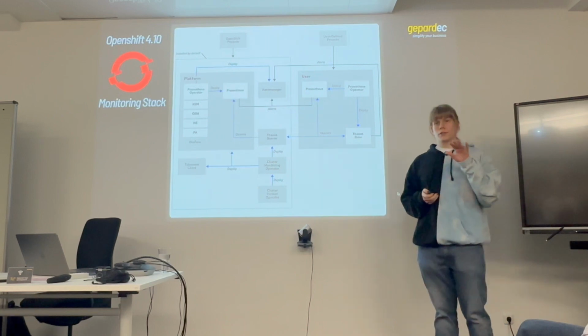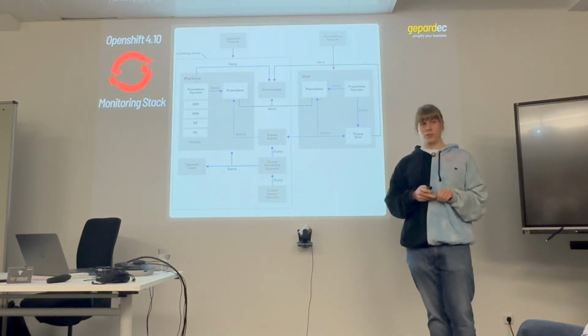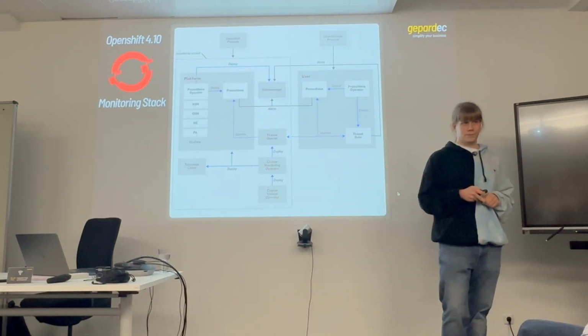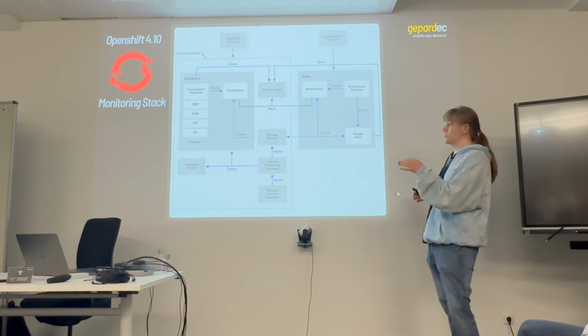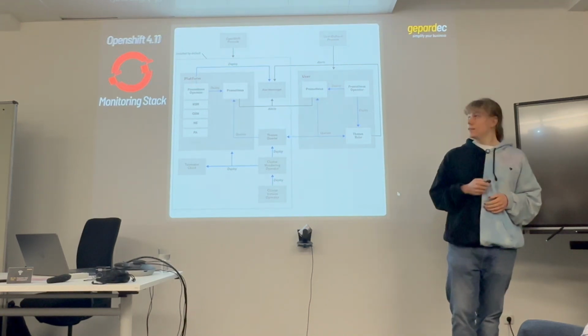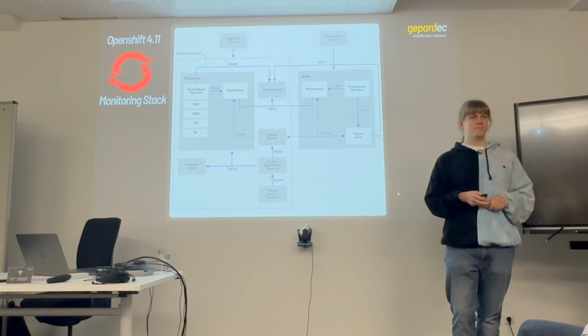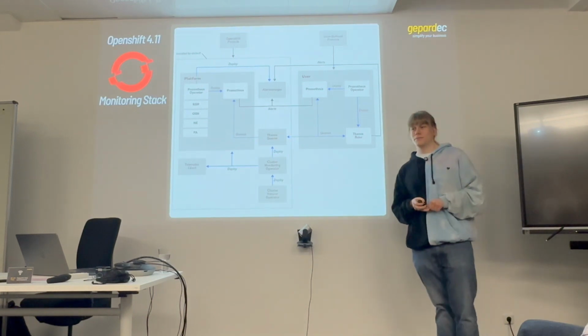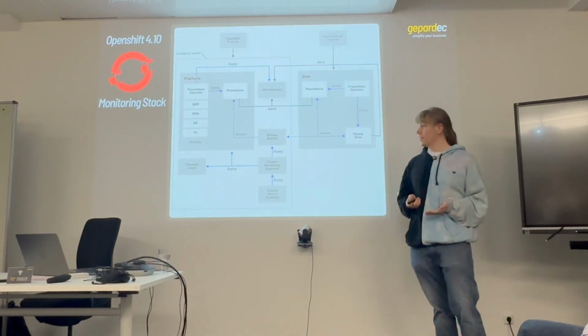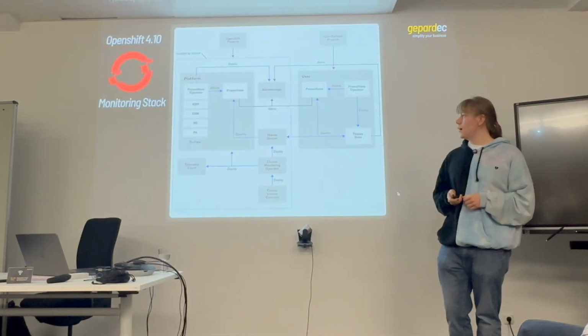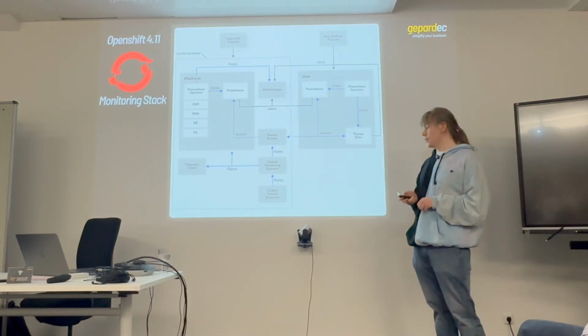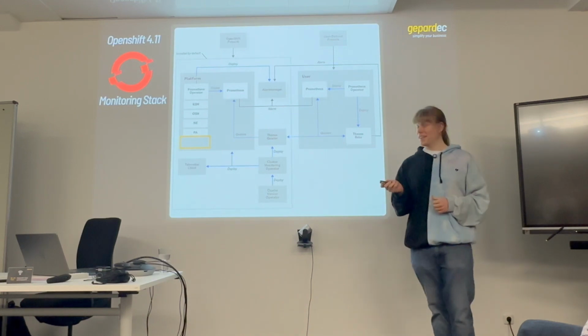Let's do a short history to OpenShift. This is OpenShift 4.10. Specifically, it's the monitoring stack. This is OpenShift 4.11. Can you spot the difference? Once again, 4.10 and 4.11. There's something missing, and it's Grafana.